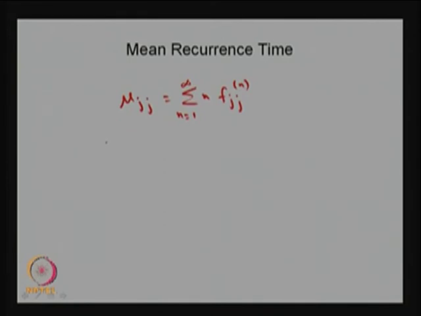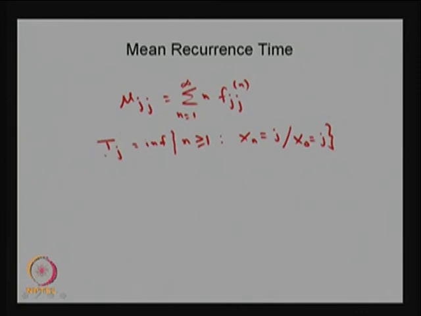The same thing can be obtained by using another concept, by introducing a random variable T suffix j, that is the infimum of n greater than or equal to 1 such that X n is the state j, given that X naught was the state j. This is a random variable denoting the first return time to the state j. Here n is the step, and you find the first time you return to the state j starting from the state j. Whatever that first integer is, that is T j, and this is a random variable.